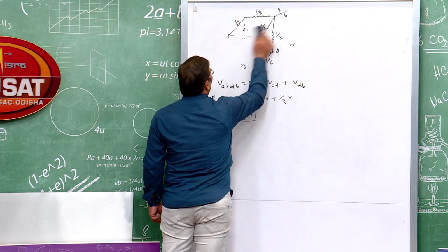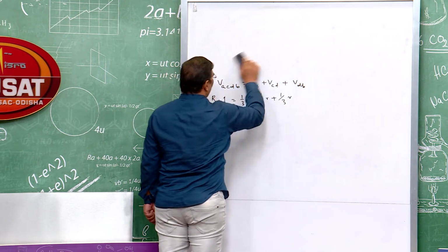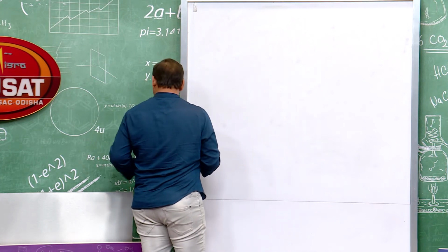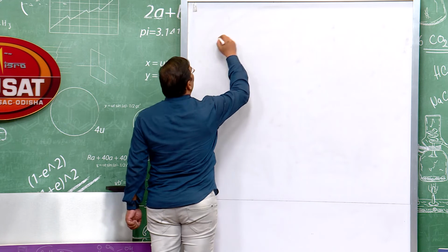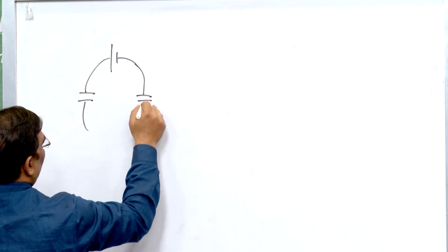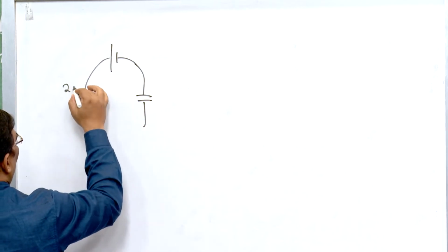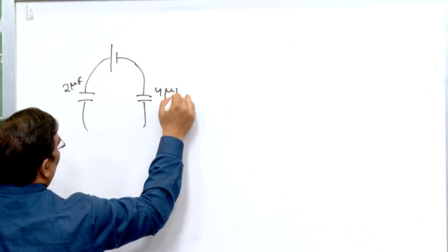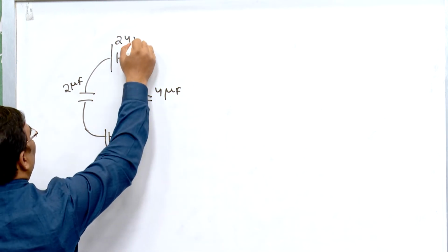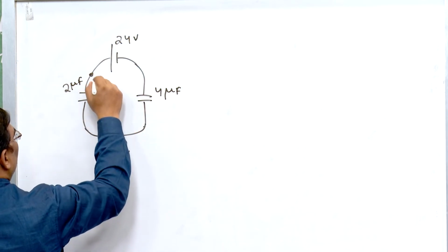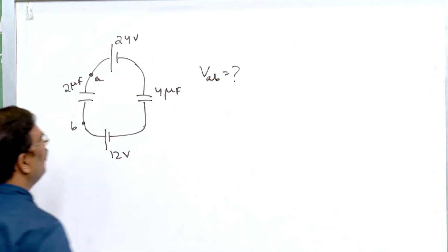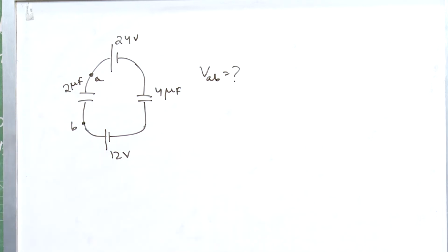Now, let us find the solutions for some capacitive circuits. Now, let us consider a capacitive circuit like this. Suppose there are two capacitors, 2 microfarad and 4 microfarad, and there are 2 batteries. This is suppose 24 volt and this is 12 volt. Suppose this point is A and this point is B. Find the potential difference VAB, the potential difference between the points A and B.